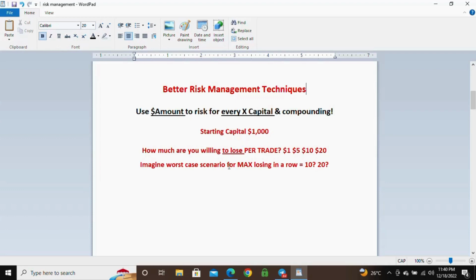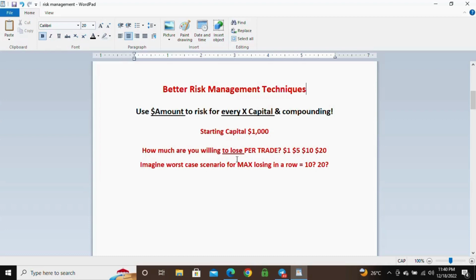The question that you need to ask yourself is, how much are you willing to lose per trade? We are not talking about percentage right now. We don't need that for now. How much are you willing to lose per trade? Is it $1? Is it $5? Is it $10? Or is it $20?